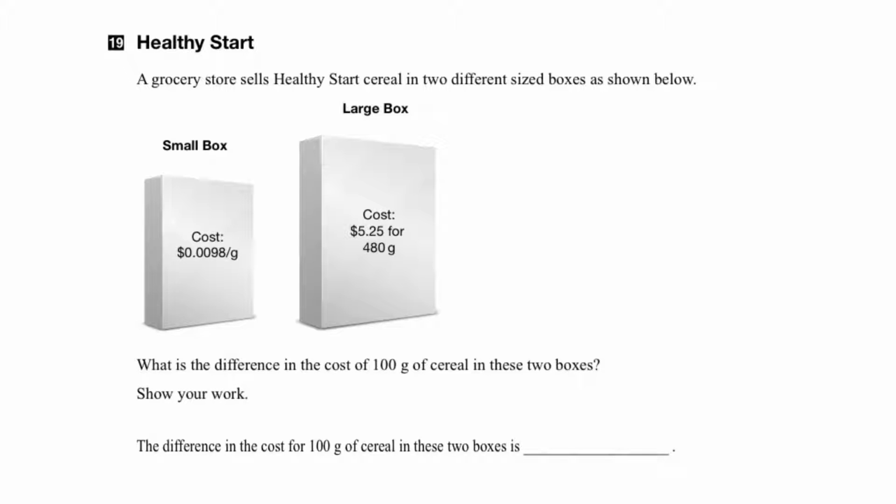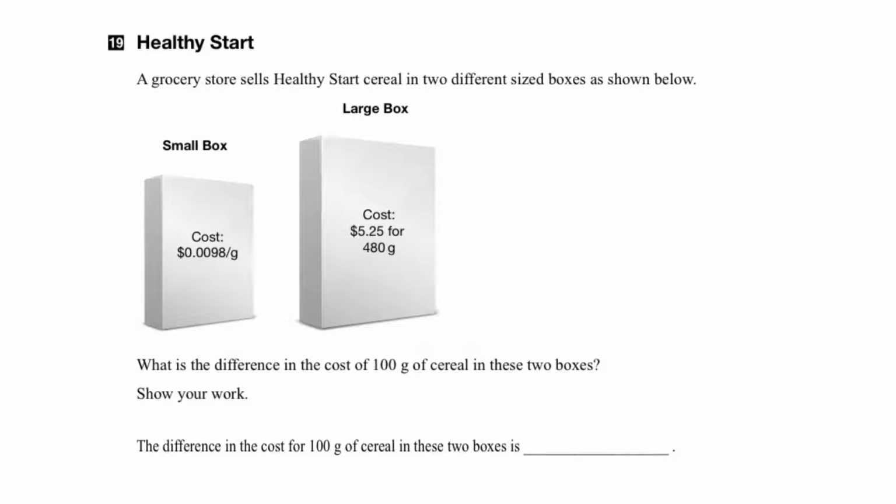In this open response question, we're asked to find the difference in the cost of 100 grams of cereal between a large box of Healthy Start cereal and a small box of Healthy Start cereal. Well, let's start with the small box, and we can see that the cost is given as $0.0098 per gram. That symbol right there means per, and it means to divide.